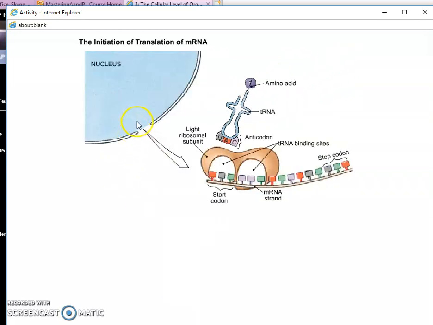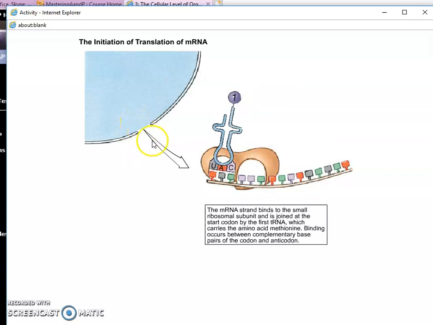Okay, here we see that our messenger RNA actually left the nucleus through a nuclear pore. So transcription is over. Now we're going to start translation.